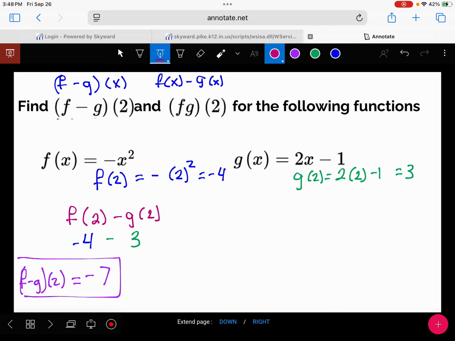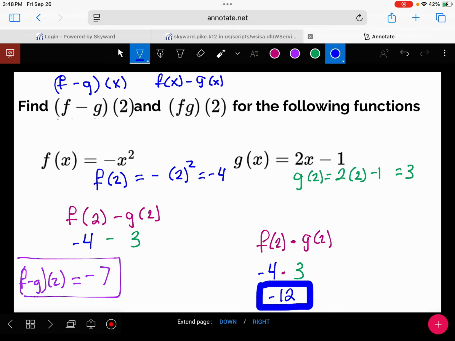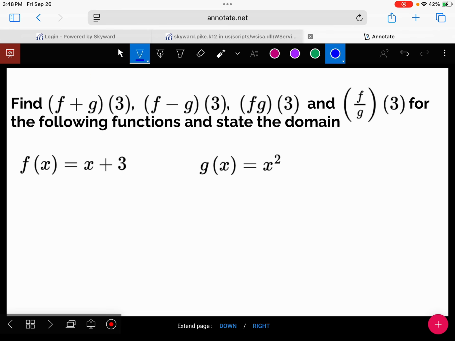When we do our f times g of 2, so that's going to be our f of 2 times our g of 2. So when we do that, we get our negative 4 times our g of 2, which is 3. So that's going to give us negative 12. So when we're doing this with numbers, a lot of times it's going to be a bit simpler.